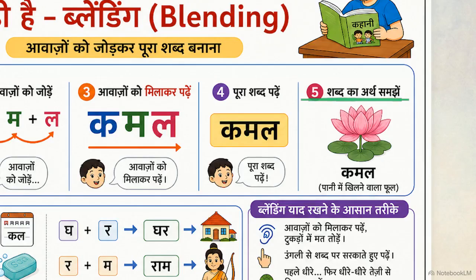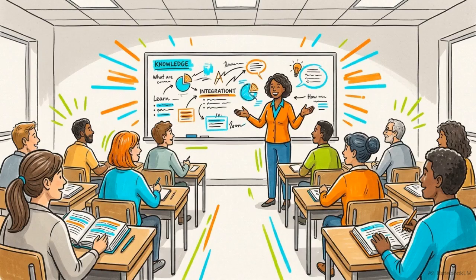This final stage connects mechanical skill to comprehension. Reading succeeds when a student links the sounds they have produced to the actual meaning of the word.